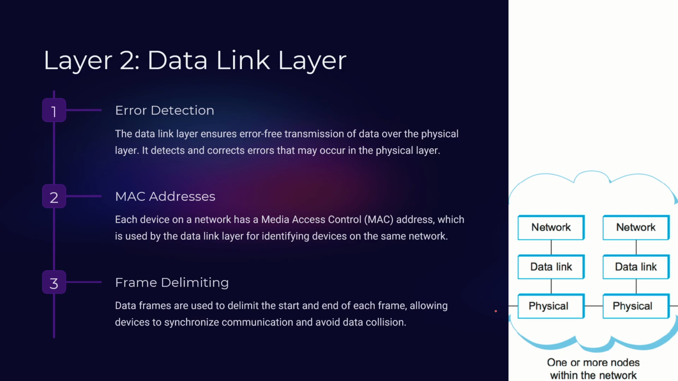Frame delimiting. Data frames are basically used to delimit the start and end of each frame, allowing devices to synchronize the communication and also to avoid data collisions. So that all comes under the data link layer, be it error detection, MAC addresses, or frame delimiting.